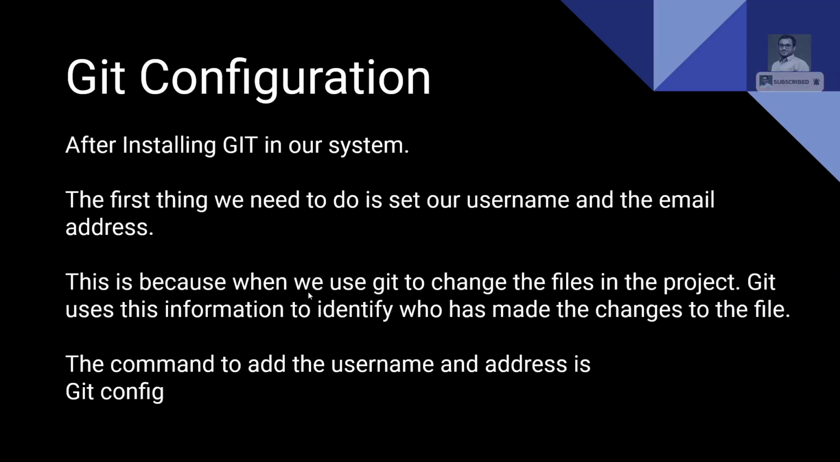Before adding the username and email address with git config, we need to know the hierarchy of the configuration. You may have a doubt: where will the configuration be available, and how do I give it? The Git configuration has three levels. You will find three configuration files in Git. Which is the main one, and which takes priority? Let's see here.